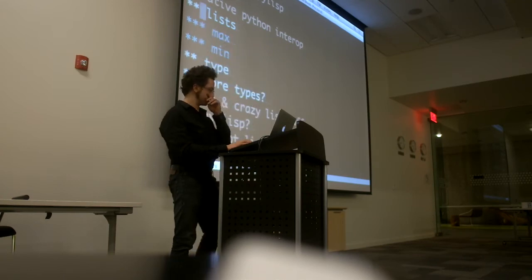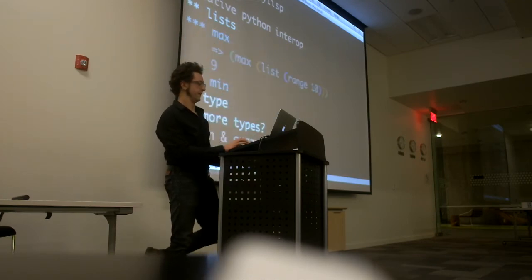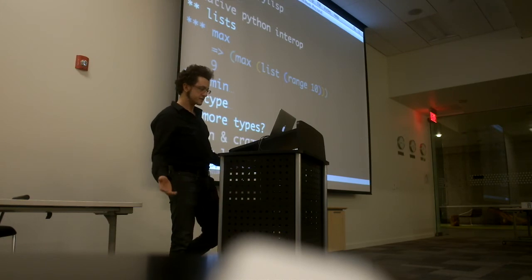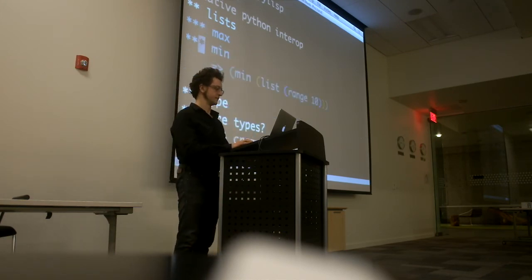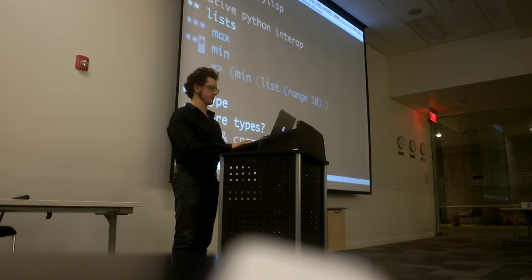You can get at all of the native Python stuff. The max of a list of range 10 is going to give you 9. The min of that list is going to give you 0.